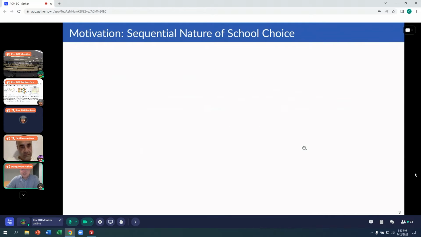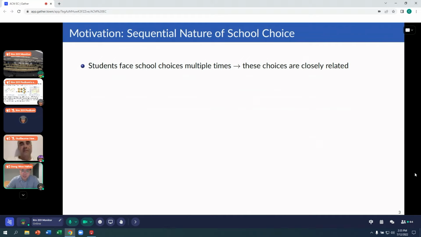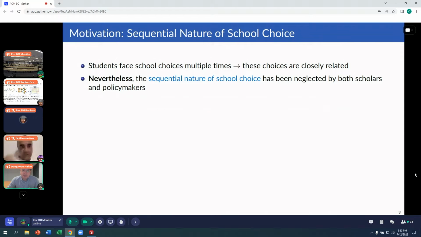First, the students' applications to schools, and second, how schools select the students, and produces an assignment for each student. Our main motivation is the sequential nature of school choice. The fact that students face school choices multiple times throughout the education implies that these choices are closely related to each other. However, this has been neglected by both the scholars and also the policymakers.